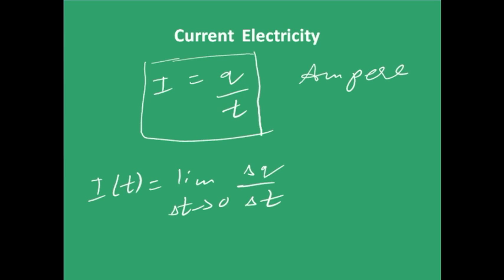Now, ampere is typically the order of magnitude of currents in domestic appliances. But if you look at some natural phenomenon like lightning, there the current will be somewhere in thousands of amperes. That's very huge. However, let's move forward.